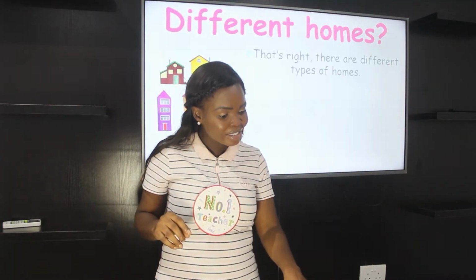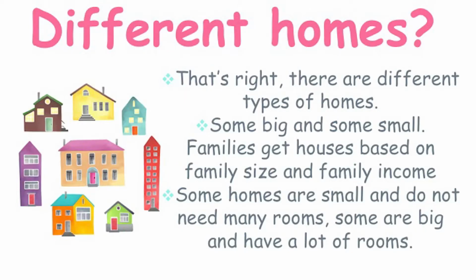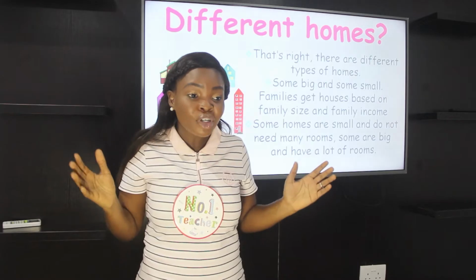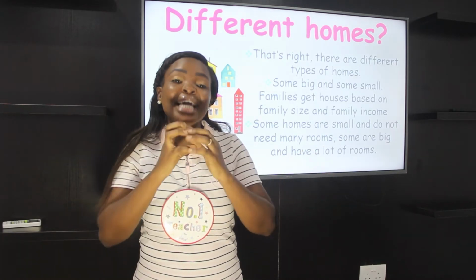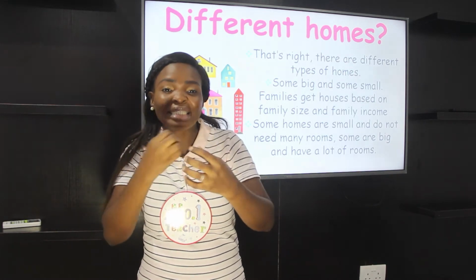Now let's look at this. Different homes. Yes, that's right. There are different types of homes. Some big and some small. Families get houses based on family size and family income. That's very, very important for you to know. Some people are just two, or some people are three in the family. They get a home that can accommodate their size.